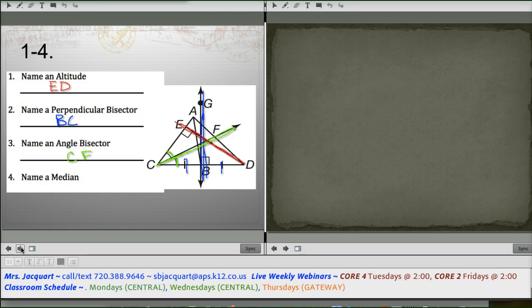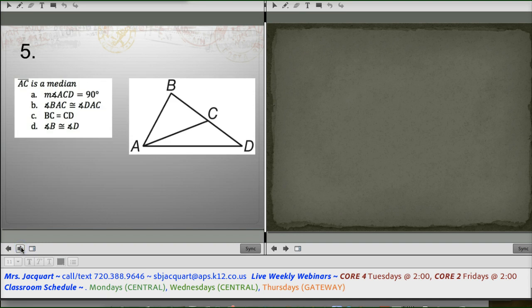And the median. Now, a median is a super cool line that goes from the vertex to the midpoint and bisects the opposite side. So that's going to be AB. Super cool.